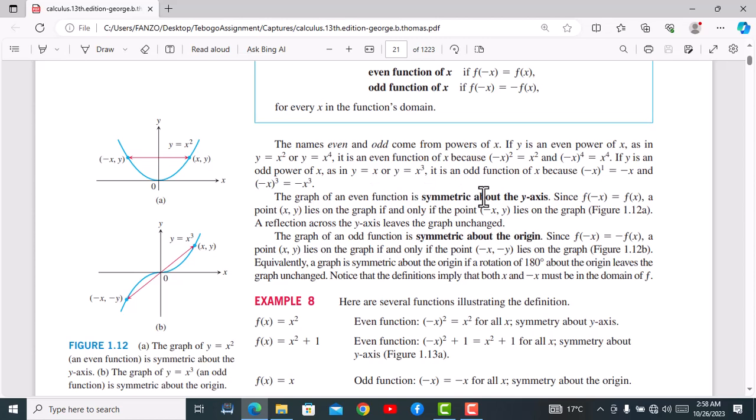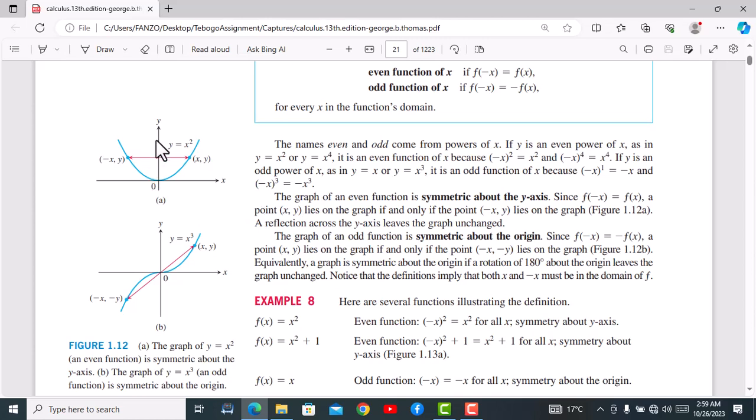The graph of an even function is symmetric about the y-axis. There is the y-axis, and the graph of an even function, remember this is even, is symmetric about the y-axis. For every input value of x in your machine, you will always get a positive y value. A point x, y lies on the graph if and only if the point minus x, when you input a negative value of x, you get a corresponding positive y value. So this is important that we understand this.